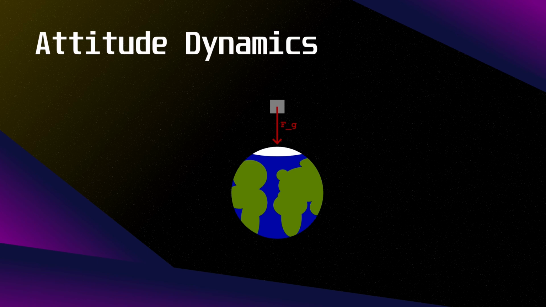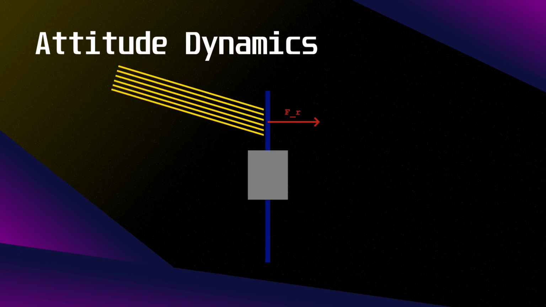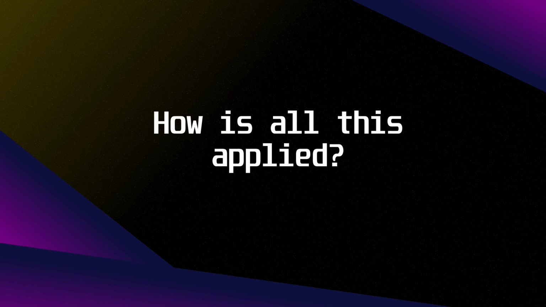A way to abuse this force is, for example, a gravity gradient stabilization system, which we will go over in a bit. Another one that quickly comes to mind is, for example, solar wind, which is radiation pressure from the sun. This can also be abused by solar sails. But how is all this put into practice? Well, the system can be separated into 2 components, the ADS and the ACS, which stand for Attitude Determination System and Attitude Control System respectively.